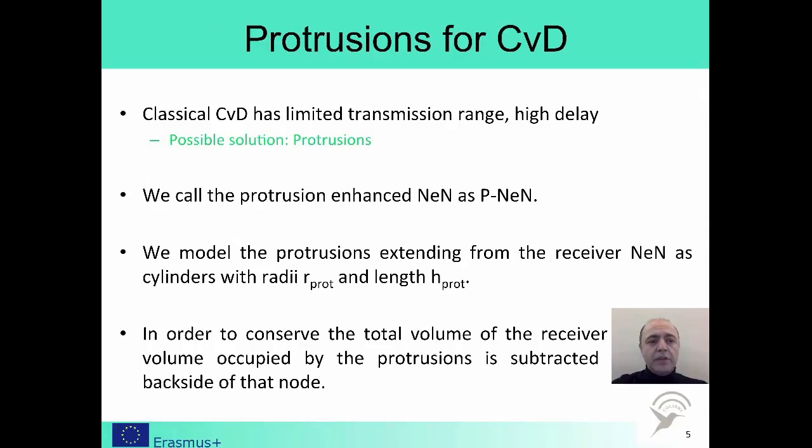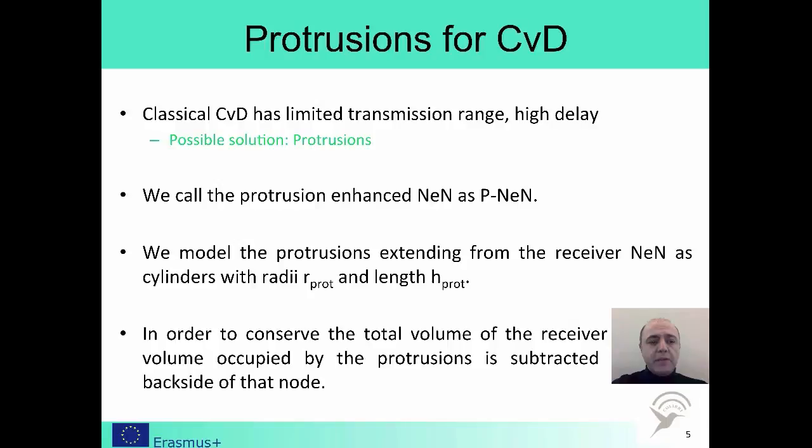So our concern is how protrusions can be utilized to improve the performance of CVD. Remember that classical CVD has limited transmission range and suffers high delay due to the slow diffusion of the messenger molecules. However, protrusions can be utilized to improve the reception process. We call such nanonetworking enabled nodes that are enhanced by protrusions as PNANs.